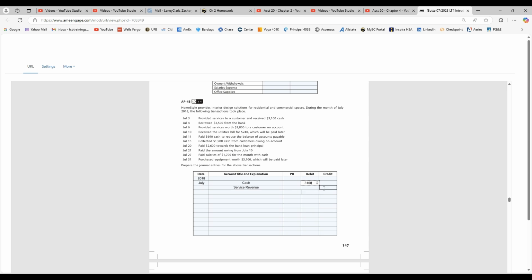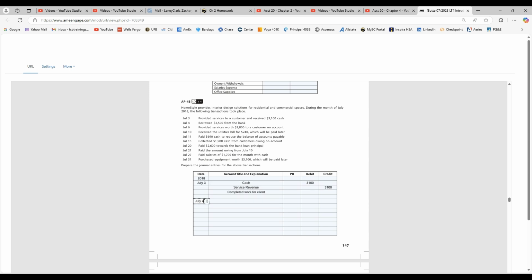Formatting, not the best, but really the important thing is that we have the accounts correctly there. So cash is going up and revenue is going up because we provided services and received cash. And we'll put an explanation in here, completed work for client. Whoops, I forgot to put my July 3rd there.